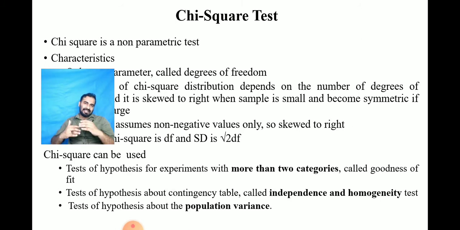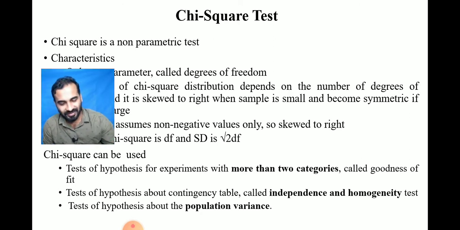The third thing is to test the hypothesis about the population variance. So for all these three different purposes, we can rely on the chi-square distribution. Clear? Yes. Now we can discuss each of these tests in detail.